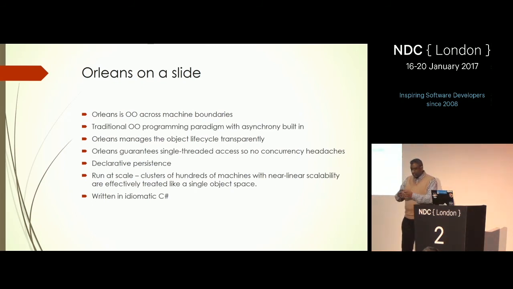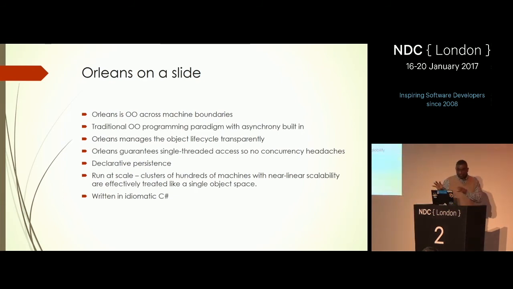In object orientation, you have an object, you deal with it through a reference. The reference happens to be an address in memory. In Orleans, you deal with an object through a reference. It happens to be hidden from you. You deal with the reference in memory. That object could be anywhere in the cluster. But the programming model is literally that simple. And that's really what I want to leave you with.